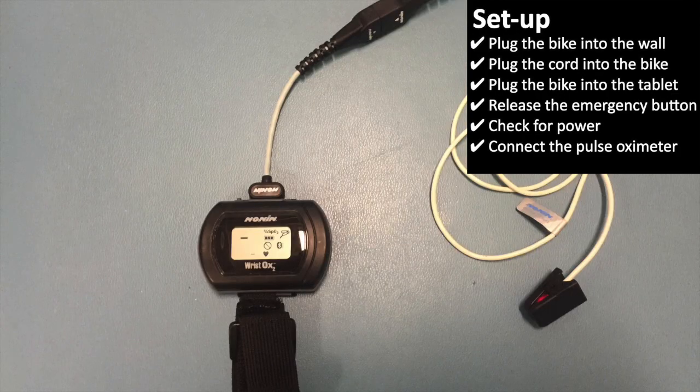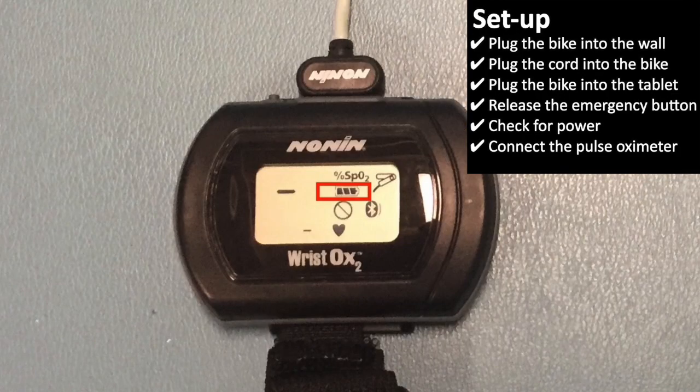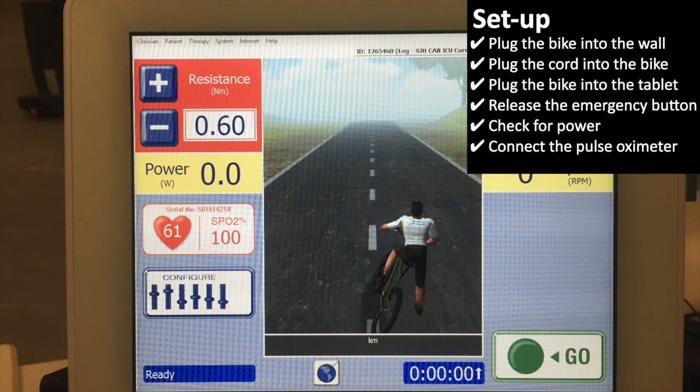Check that the pulse oximeter is powered on and there is adequate battery. The pulse oximeter connects to the tablet wirelessly using Bluetooth. Once you've clipped the pulse oximeter onto the patient's earlobe, ensure that their heart rate and SpO2 are registering on the screen before beginning to cycle. The pulse oximeter cannot be connected to the tablet once the session begins.